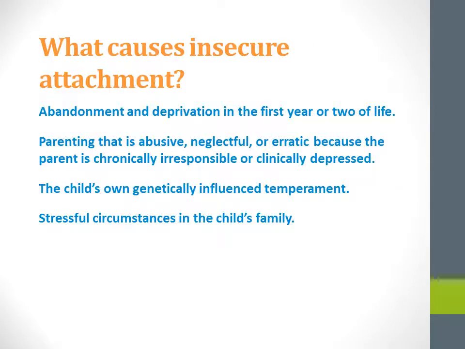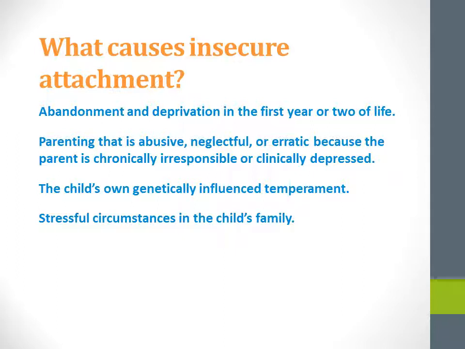Then, what causes these insecure attachment styles? So there are a number of things that you could potentially look at, but first, abandonment or deprivation in the first year or two of life. So if children cannot basically rely on or trust or count on a parent to be there to provide for them, they can develop this worldview that I can't trust anyone. I can't trust that someone is going to be there to provide for my needs when I need it.